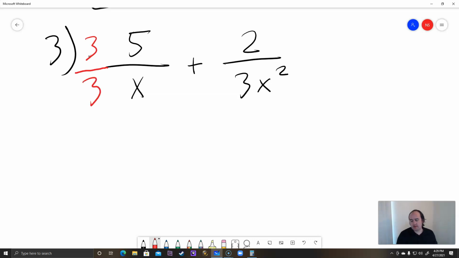Right, so we're going to need to multiply by 3. That way we have a 3 in the denominator. And then the question is, well, we have an x here, but we don't have an x squared. So what do I need to multiply this fraction by so that I can get an x squared? And of course the answer is, well, x times x is x squared. So we're going to need to multiply this first fraction by x on the top and the bottom.